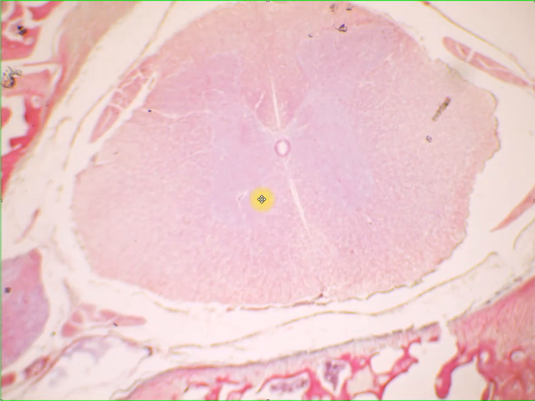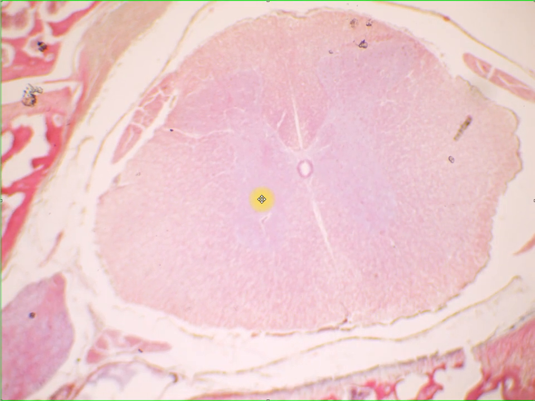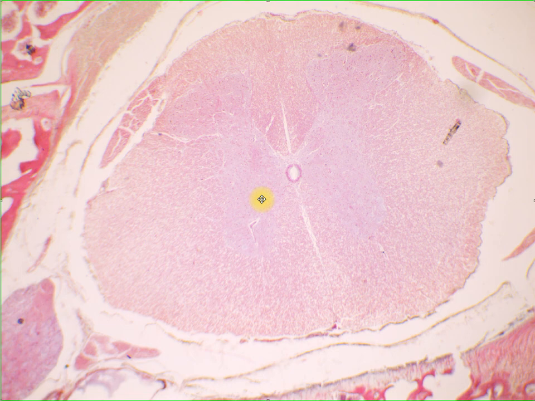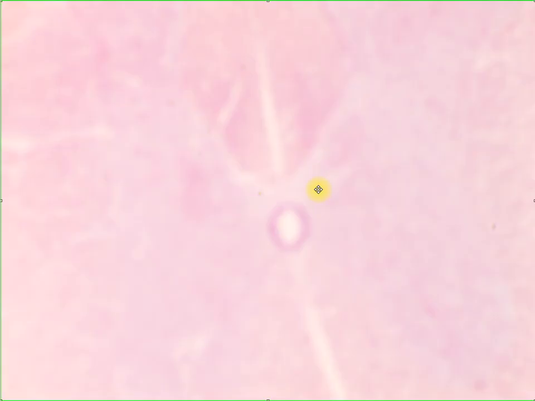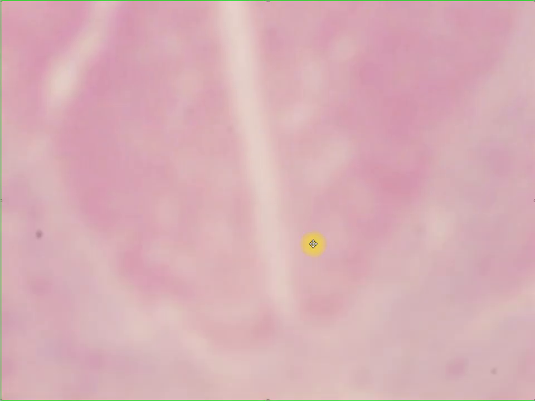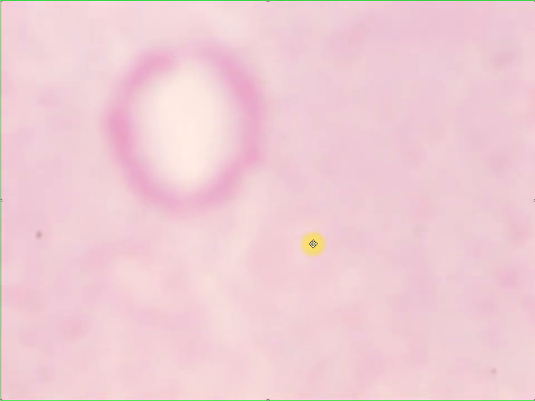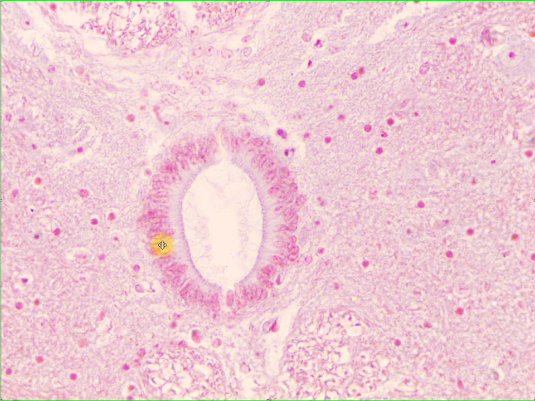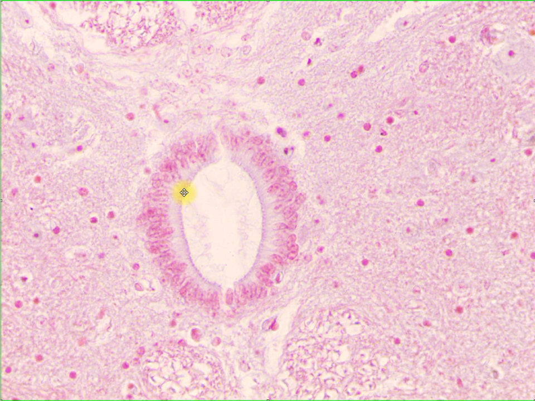Okay? There is another type of glial cell which lines your central canal here, and it is best appreciated under the high magnification. So this would be your ependymal cells. Okay? So these are your ependymal cells which have cilia and produce your cerebrospinal fluid.